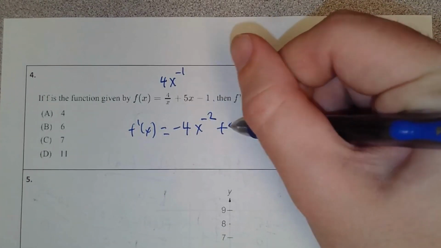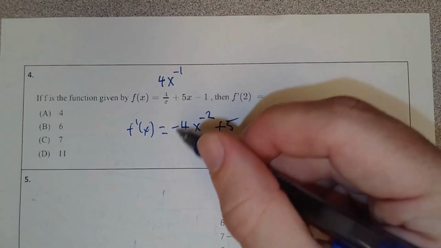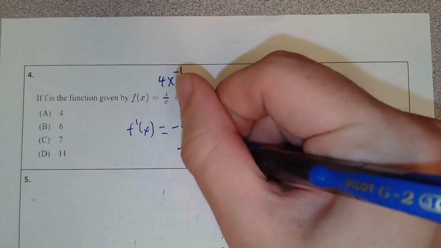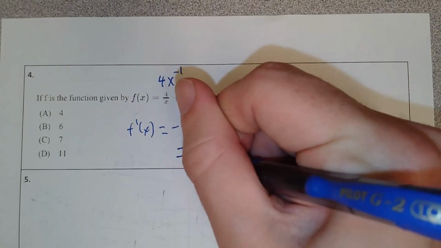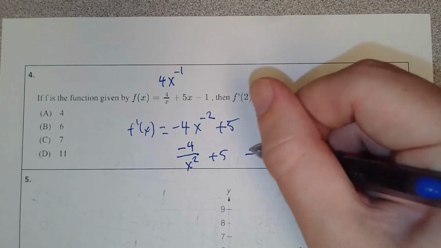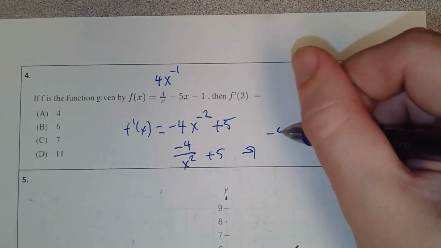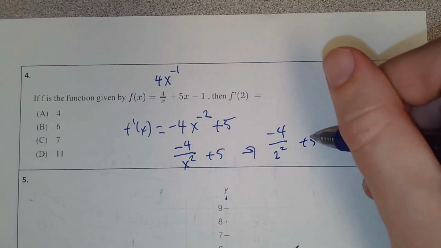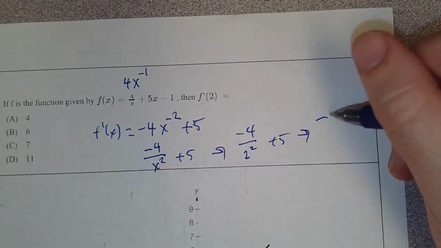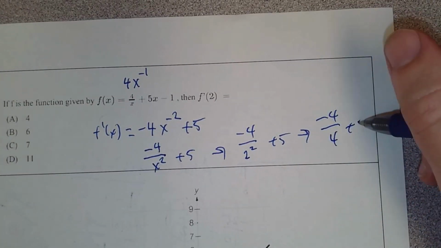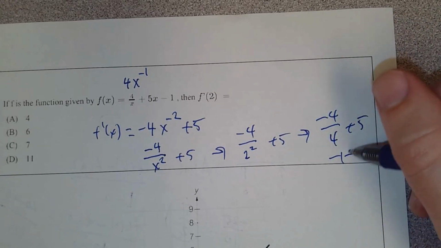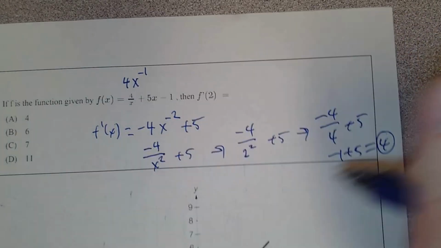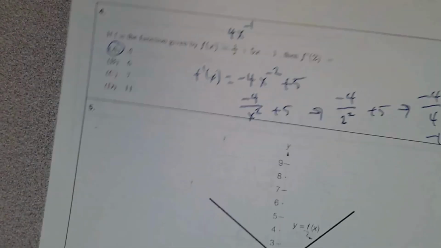Plus 5. Okay, let's fix this. That's the same as negative 4 over x squared plus 5. Then let's plug in the 2. That's negative 4 over 2 squared, right? Plus 5. That is negative 4 over 4 plus 5. That's negative 1 plus 5, which equals 4. Answer is 4. A.